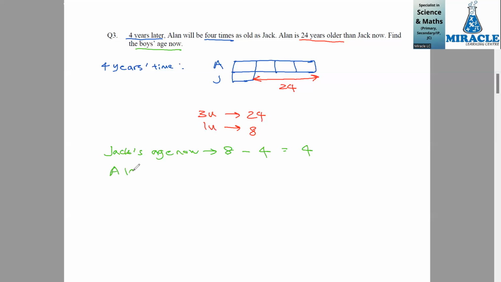And let's calculate Alan's age now. And this would be 4 units. So 4 times 8 minus 4, because 4 years' time. And this gives us 32 minus 4, which equals 28. So these are your 2 final answers.